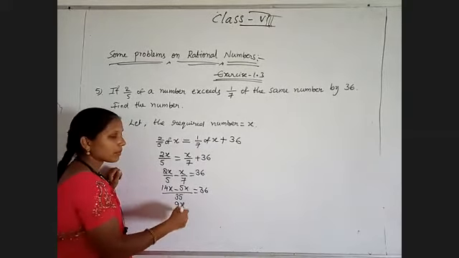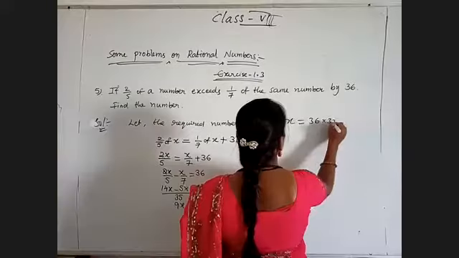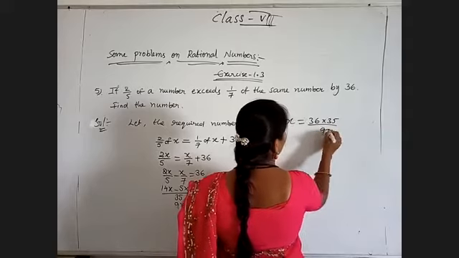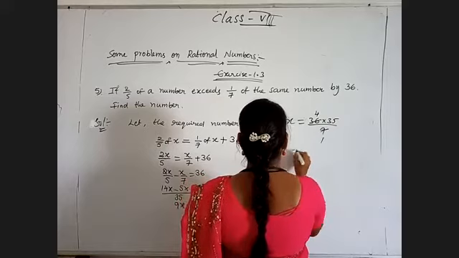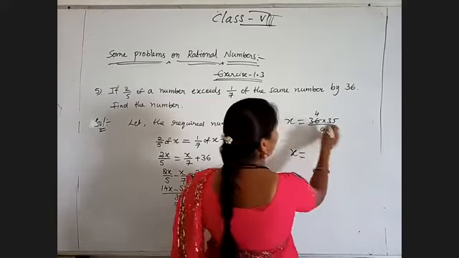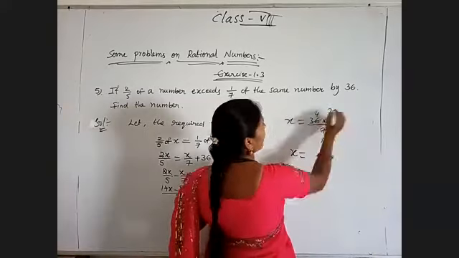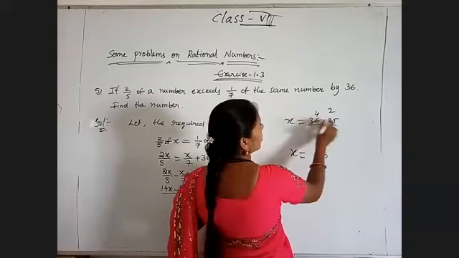By 35, by bringing this side, multiplication, that will be equal to 36 into 35 by 9. 9 ones are 9, 9 fours are 36. Okay, so x is equal to 4 fives are 20, 4 threes are 12, 12 plus 2 is equal to 40. So the number is 40. Okay, this is the way simplified.